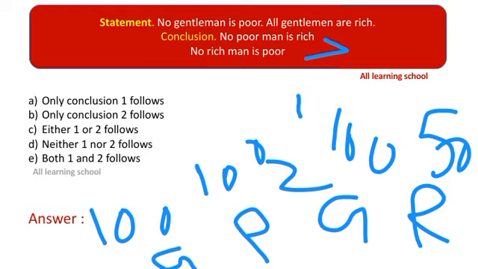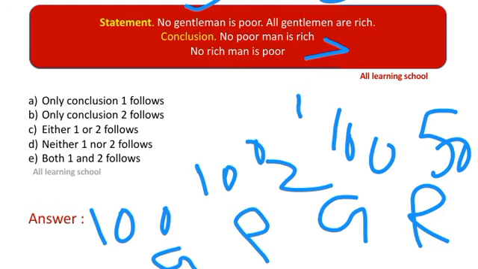According to the rule of merging, here the common word present is gentleman. Gentleman has income of 100 in both of these two statements, so it can be merged. At least one should be present, and here both statements contain income of 100, so it will also be correct. Now look at the expense of the conclusion, no poor man.